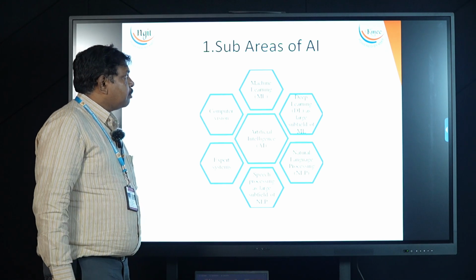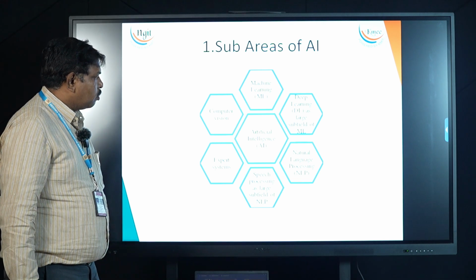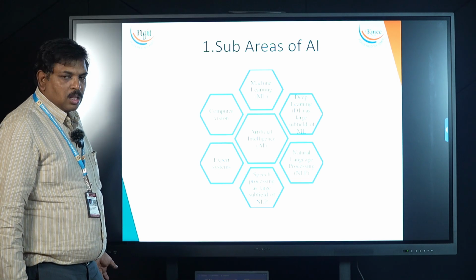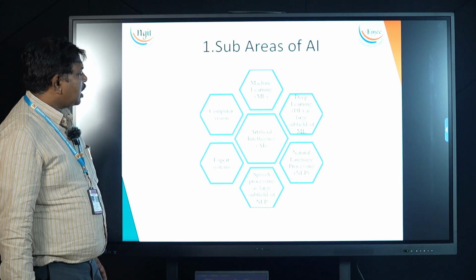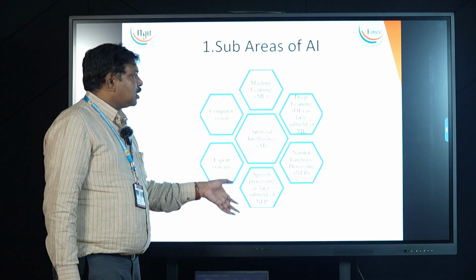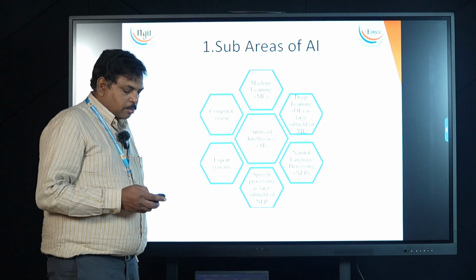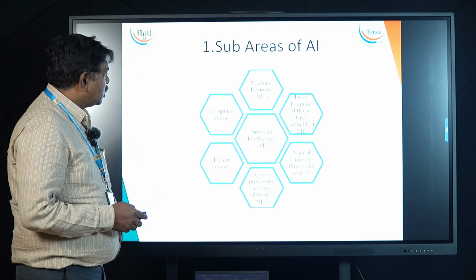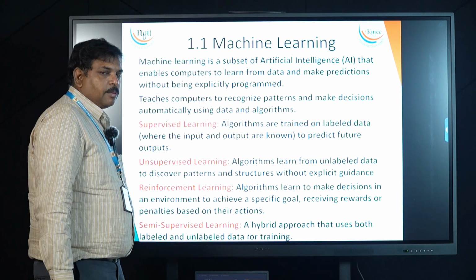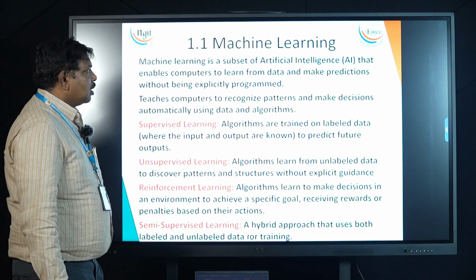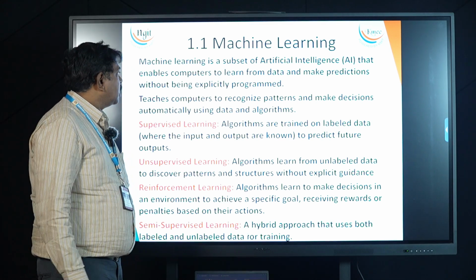Coming to our topic, subareas of AI. I told you what AI is and how intelligent machines are developed using those four aspects. Next, AI is made up of different subareas. It is not a single subject, it is an umbrella of several subareas. One of the first important subareas in AI is machine learning. Here machines are learning from data. It is a very important subset of AI.